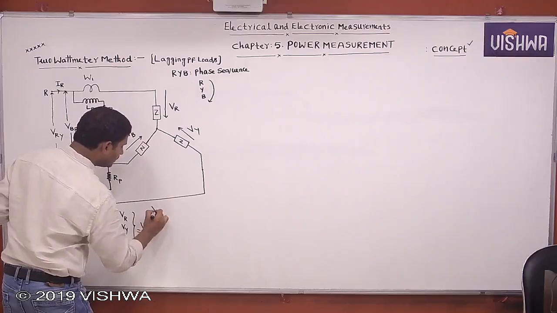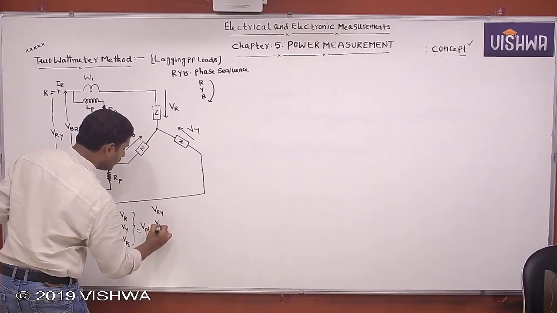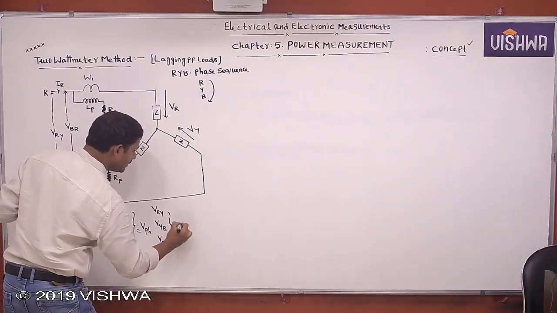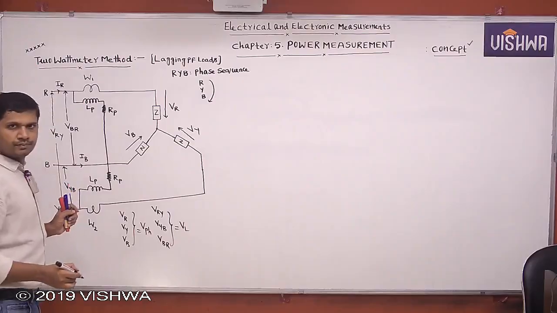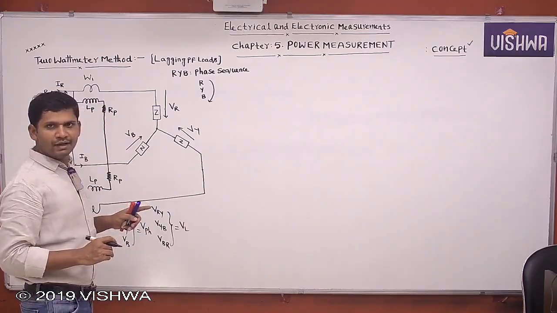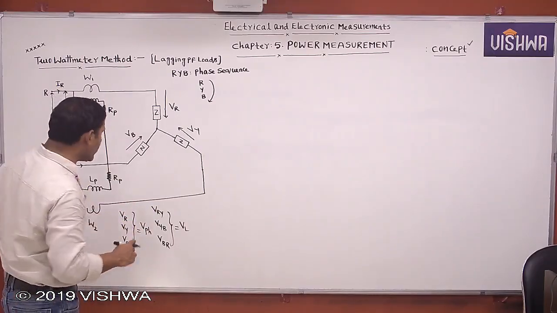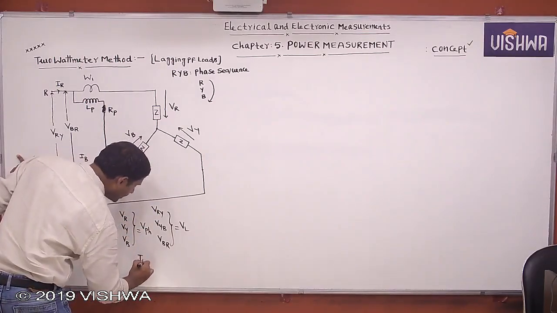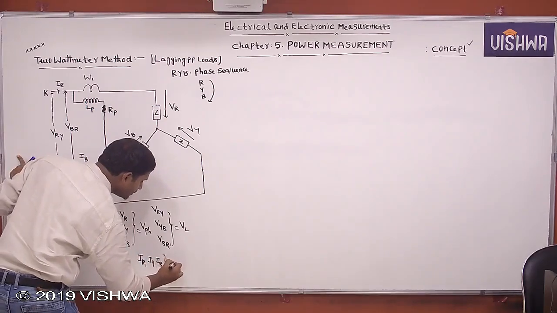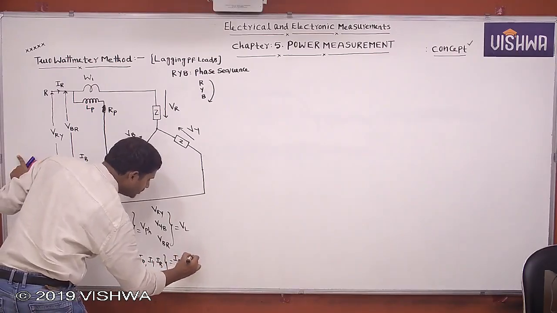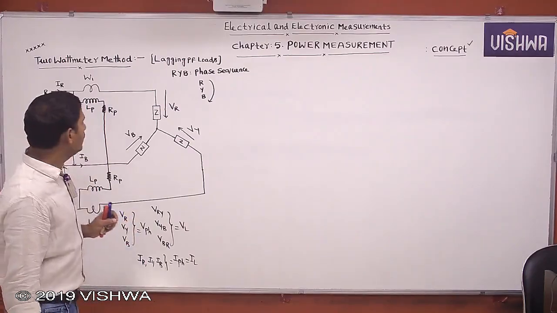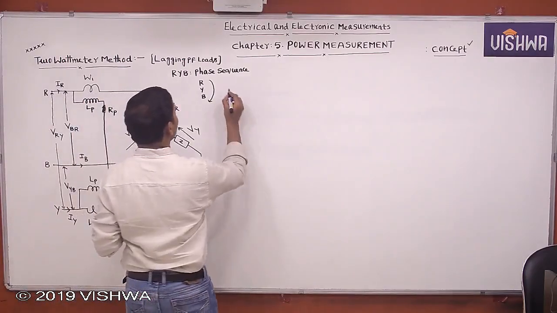Then what about VRY, VYB, VBR? These voltages, according to phase sequence, are the line voltages. But this is a star connection now. In a star connection, line voltage equals √3 times phase voltage. But what about IR, IY, IB, which currents? Phase currents are equal to line currents because of which connection? Star connection. Okay.